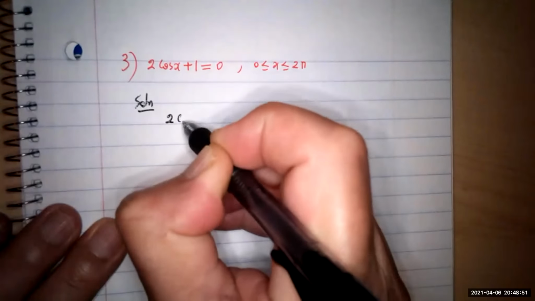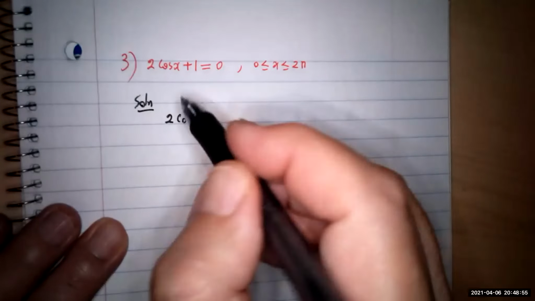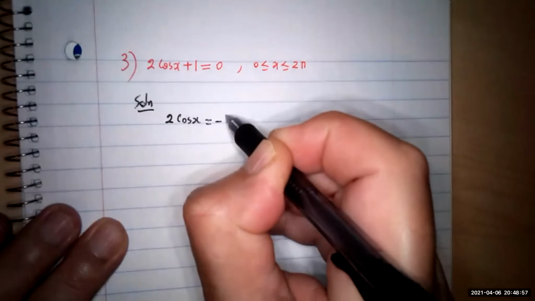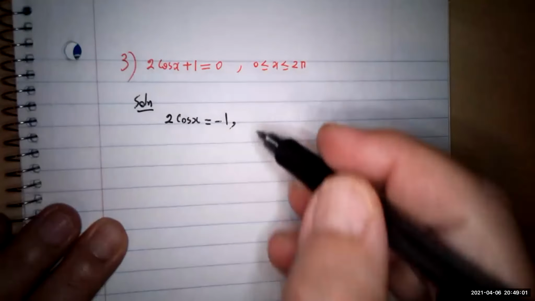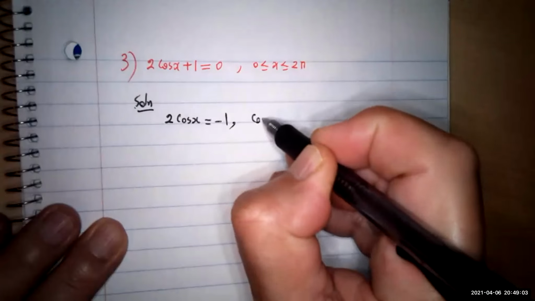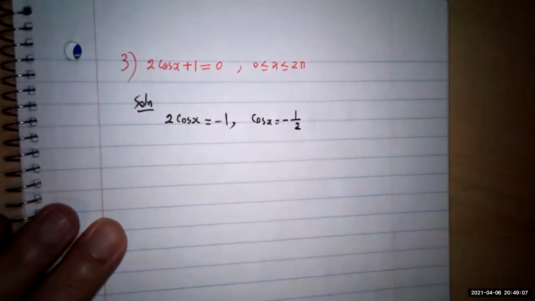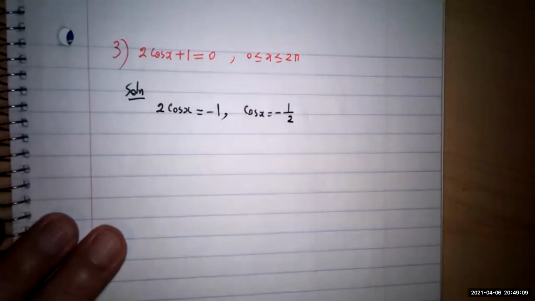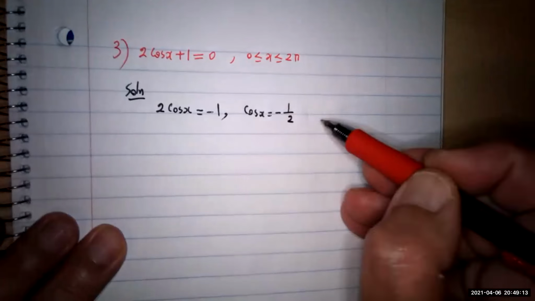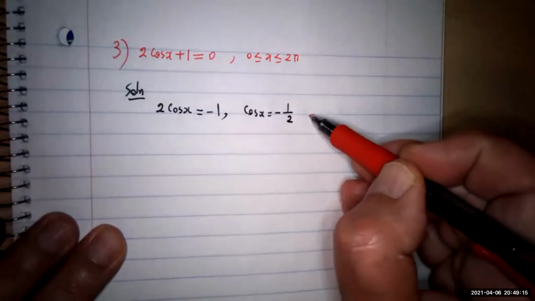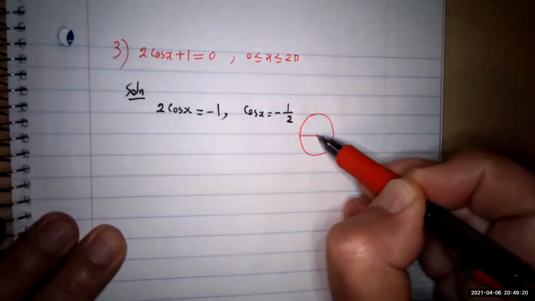It's going to be 2 cosine x equal to negative 1. And then cosine x is going to be negative 1/2. Again, quickly, you go to the circle and find it. This is a specific solution. So pi over 3, for the negative.